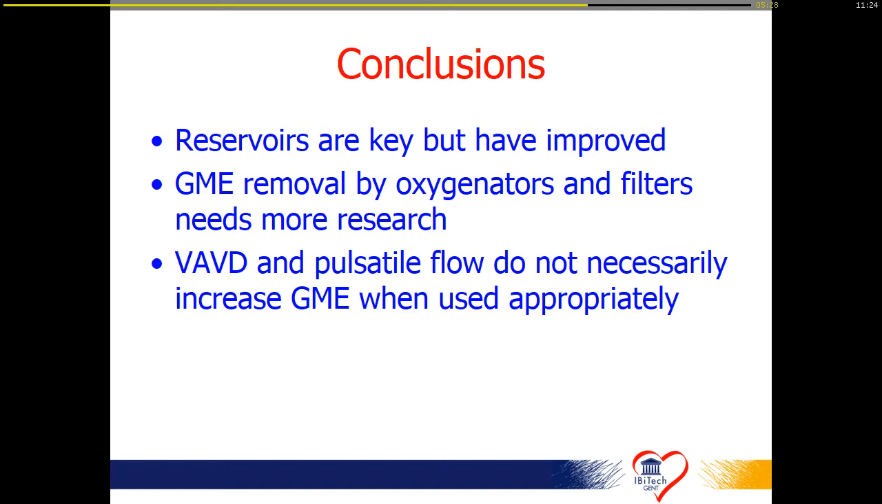So what are the conclusions of my talk? I still believe that the reservoirs are key, but they have improved. What has not improved is our knowledge sometimes on where we should put some purging ports inside the system. Remember, for a purge which contains almost no air, as for example a filter purge line, the best position is inside the venous line. If you put it in whatever other place, you generate more GME than you actually remove by the filter.